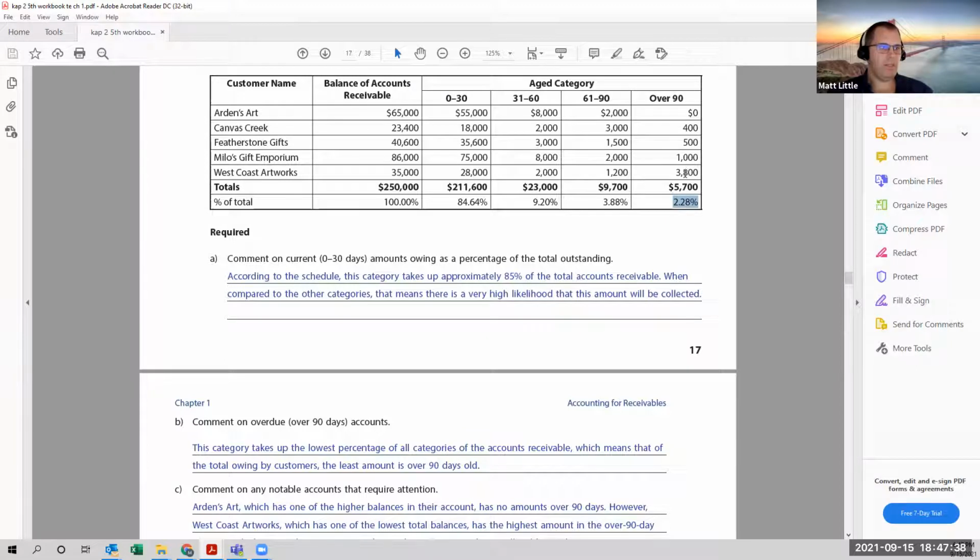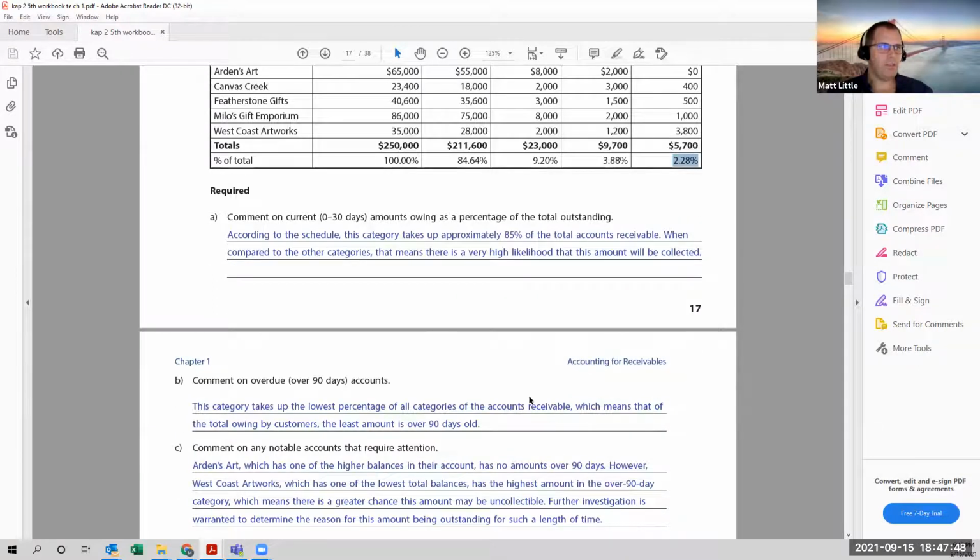So I would comment that they have one of the lowest balances in AR, being the second lowest total AR, but they have the highest amount in over 90 days. So you might want to follow up with West Coast Artworks because there's a chance that it won't be collectible, but maybe they're not planning on paying those. Maybe there's a dispute, or maybe they've lost the invoice and you might be able to collect it. So you need to contact them to ask them and determine if there's a reason why it's outstanding, especially since they're still a current customer. I've worked at organizations where customers are no longer current and they have an amount over 90 days. Good luck collecting. So you want to keep on this as much as possible in real life.